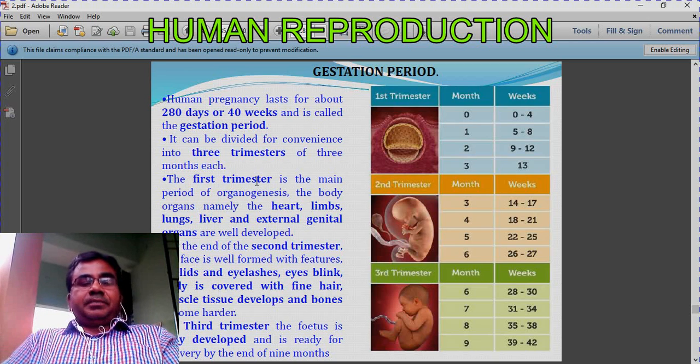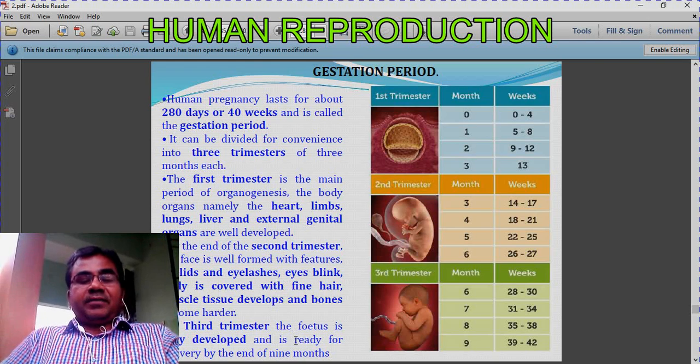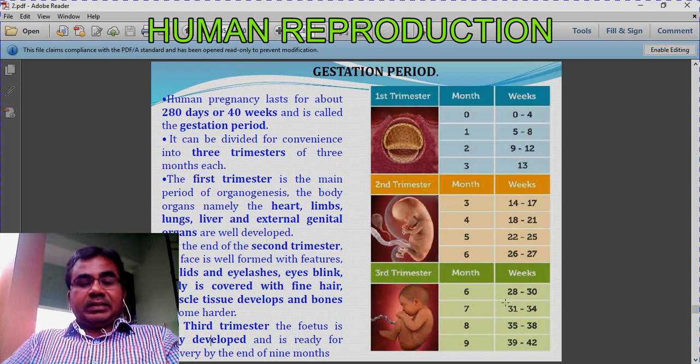Okay, in the first trimester, what are the organs formed? Heart, limbs, lungs, liver, external genitalia, all these organs are formed. And in the second trimester, eyelids, eyelashes, fine hairs, muscle tissue, bones. So all these are developed in the second trimester. And in the third trimester, the embryo is fully developed and it is getting ready for the delivery.